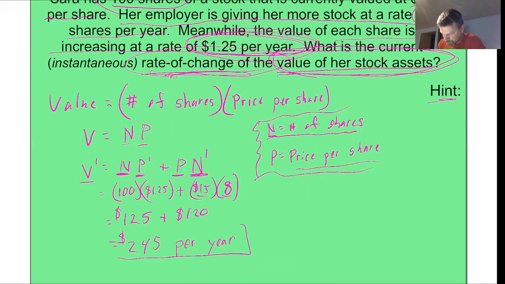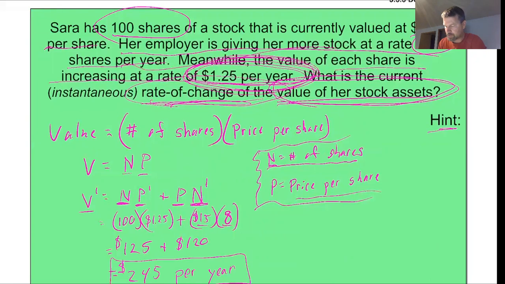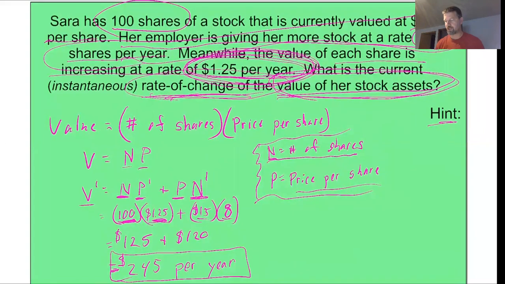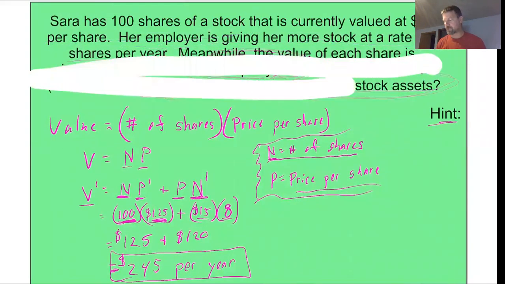It's per year for two reasons. Intuitively, all these measurements were being measured per year: $1.25 per year, 8 shares per year. I could also have borne it out with the labels, but I never bothered to put them in. That 100 should have been labeled 100 shares. This $1.25 should actually have been $1.25 per year per share. So the labels work out just fine, and we end up with $245 per year. That's the current rate of change in the value of her stock assets.